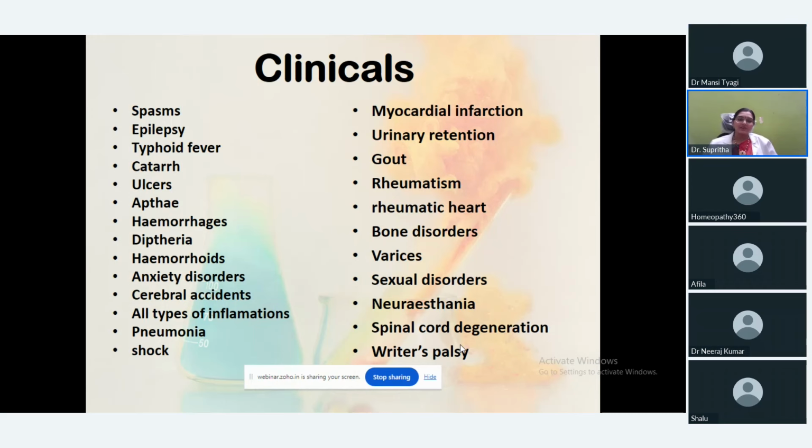Okay, so clinicals. These remedies can be indicated in spasms, epilepsy, typhoid fever, catarrh, ulcers, aphtha, hemorrhages, diphtheria, hemorrhoids, anxiety disorders, cerebral accidents, all types of inflammations, pneumonia, shock, myocardial infarction, urinary retention, gout, rheumatism, rheumatic heart, bone disorders, varices, sexual disorders, neurasthenia, spinal cord degeneration, writer's palsy. What are the other remedies for writer's palsy? Ruta is one of the remedies where the ulnar nerve is affected. Okay, right.